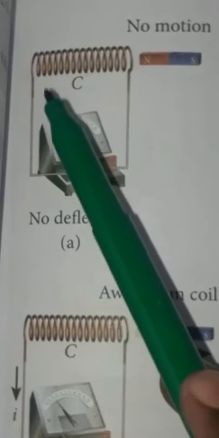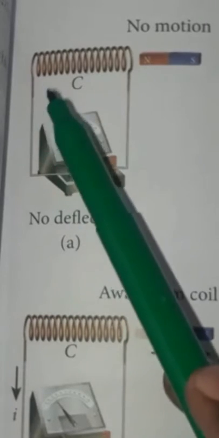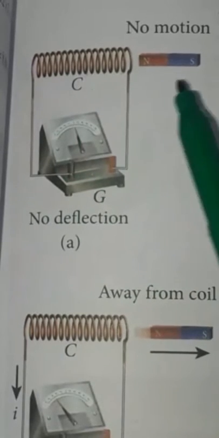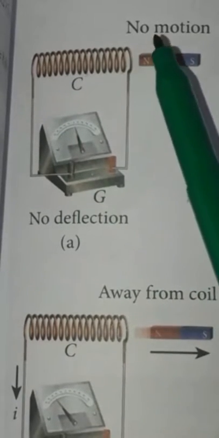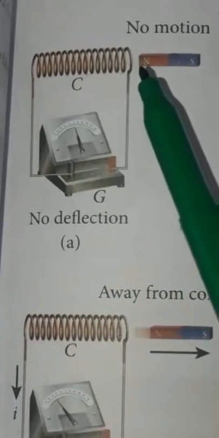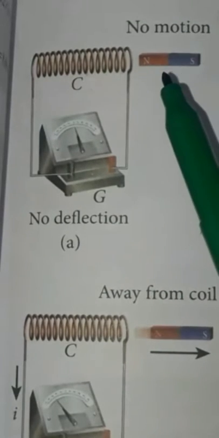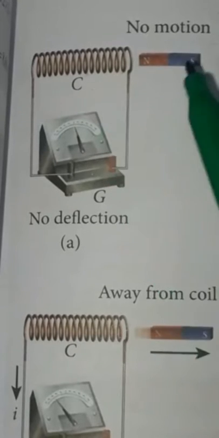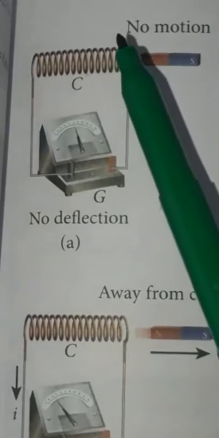When it twists and rotates itself, it's called a solenoid. So we are taking one bar magnet. The bar magnet has magnetic field lines around it. Here, in the first diagram, the bar magnet is in no motion.